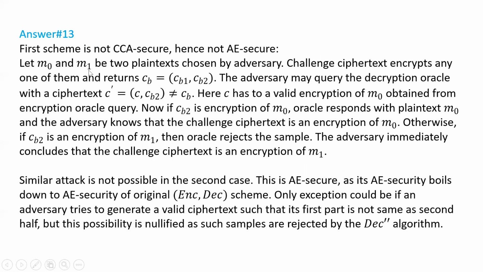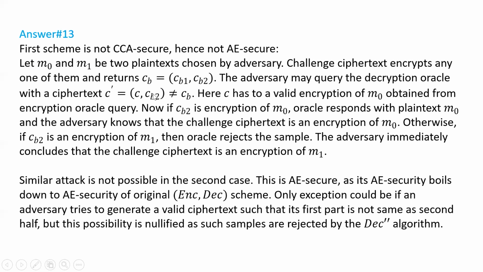Let M0 and M1 be two plaintexts chosen by the adversary in the challenge phase, and the challenge ciphertext encrypts any one of them and returns CB corresponding to MB, depending on the value of B, either 0 or 1. So the challenge ciphertext CB has the form CB1, CB2. Now the adversary may query the decryption oracle with a ciphertext C dash, which has the form C, CB2.